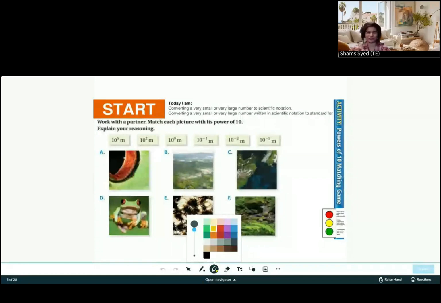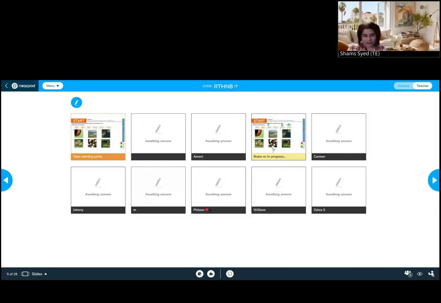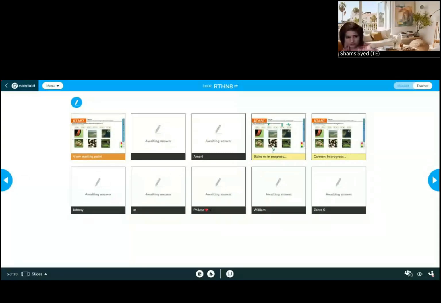I'm going to share how I see my Nearpod, so you understand that we have to actively work so the teacher can see your work and give feedback. Guys, we have 21 people in. These are the only people in Nearpod. Blake is the only person working at this time, out of a class of 21. Carmen is the second one. The timer says it's time, so let's go ahead and talk about it.